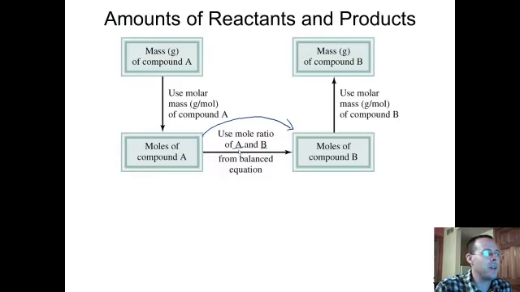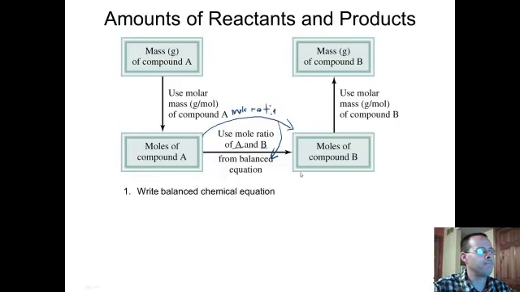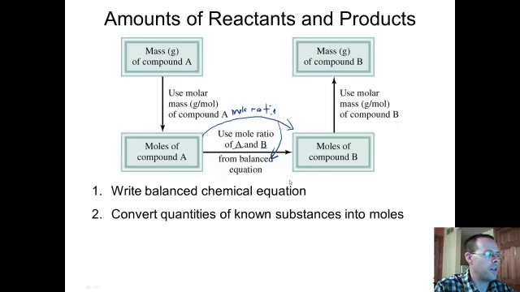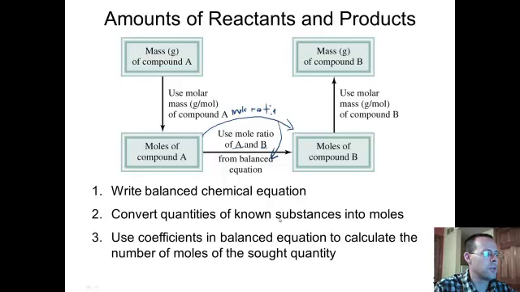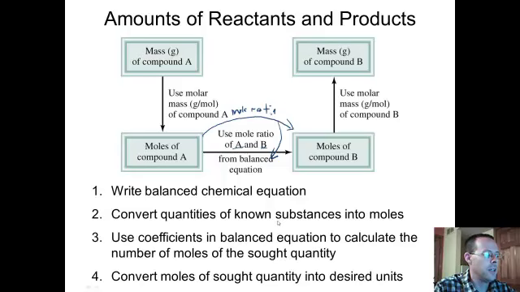But anyways, to go from moles of what we know to moles of what we want to know, moles of A to moles of B, you have to cross the mole ratio bridge. Alright, and where does the mole ratio come from? Mole ratio comes from the balanced equation. And then we have moles of B, and we can go to mass of B. Alright, so balanced equation, convert quantities into moles, use coefficients, and then convert moles back into grams, or maybe the question just asks you for moles.